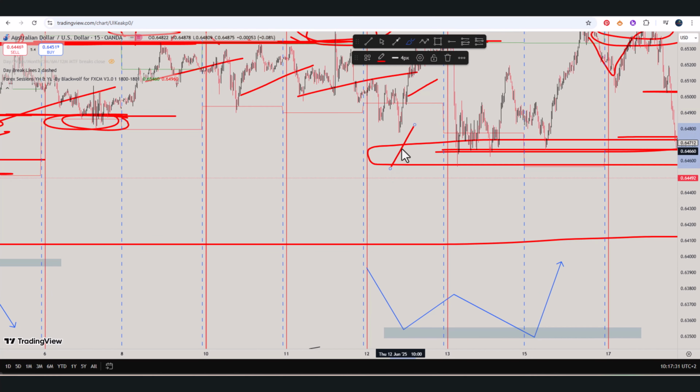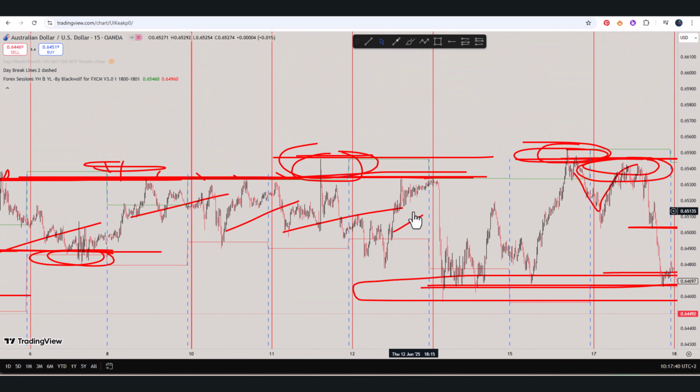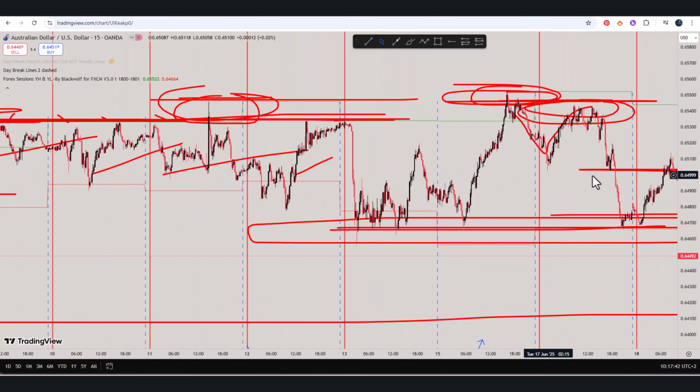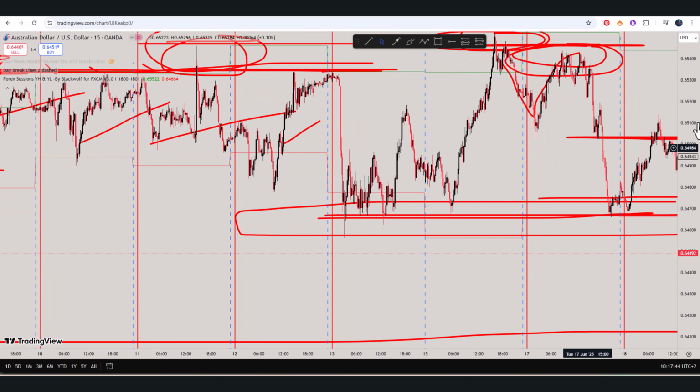I just want to show you what liquidity concepts were in play when price was actually trading on the lower time frames here. I want you to see very carefully that when price was trading here, this was a trend line liquidity, right? Liquidity was being built up.